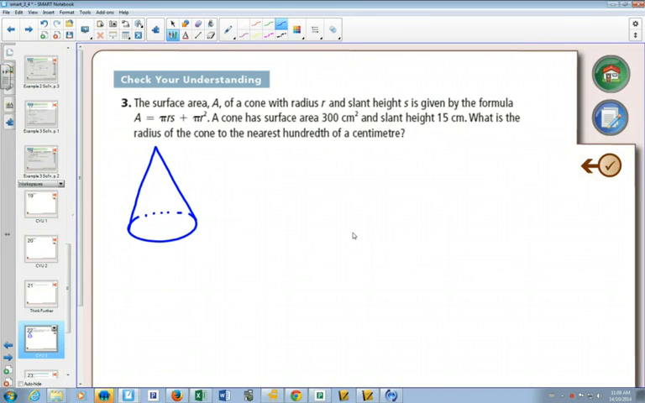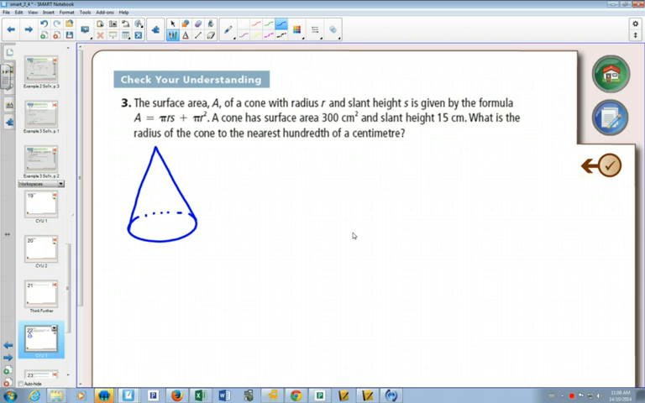So you did cone questions in grade 10. Do you remember solving cone questions? They gave you this same formula in grade 10, and you had to solve different things. Sometimes you had to find the surface area, in which case you'd use this formula and plug in the radius and plug in the slant height.